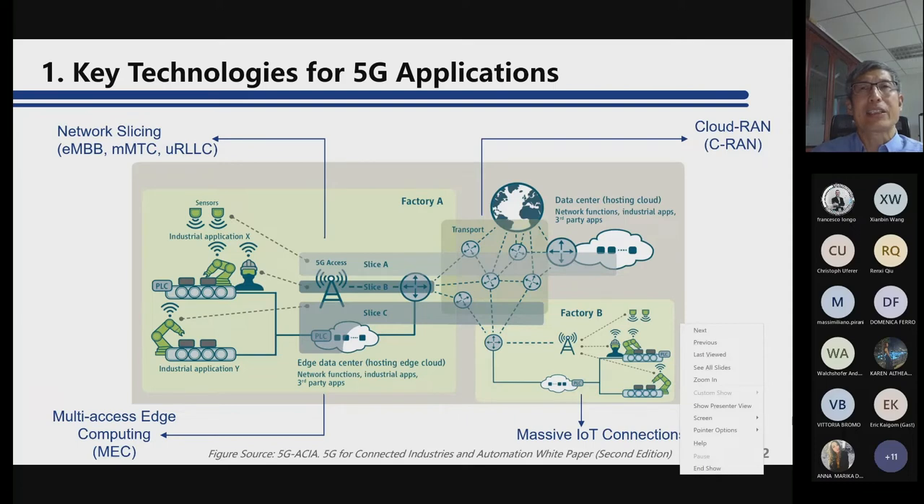Even though D2D was not in the early version of the 5G standard, I think it's already in R17, or maybe for sure will be in 6G, D2D communication or machine-to-machine communication, because this is very important in manufacturing applications. So that's the key tech. All these key technologies are so important, I'll bring them up later on. Next slide.